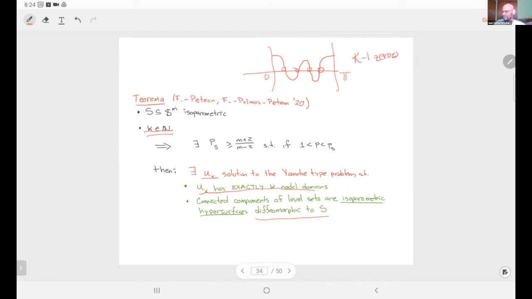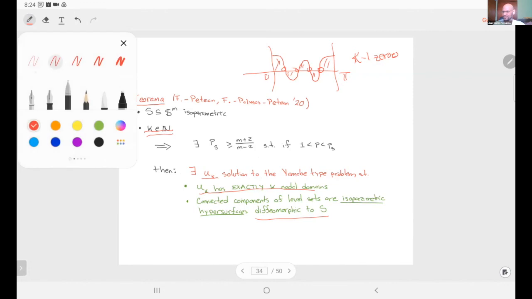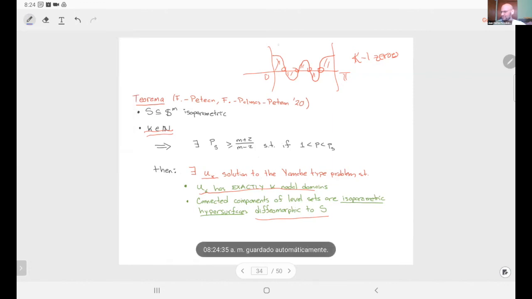So we are going to obtain exactly k nodal domains. And what are the techniques behind this? We use what we call a double shooting method. We shoot solutions from this side, but as it is singular, they may explode here. And also we shoot solutions from this side, but they may explode here.